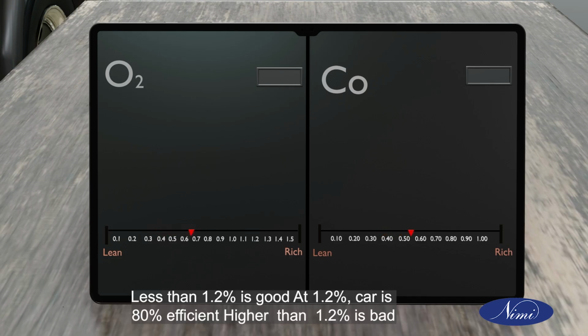Less than 1.2% is good. At 1.2%, the car is 80% efficient. Higher than 1.2% is bad.